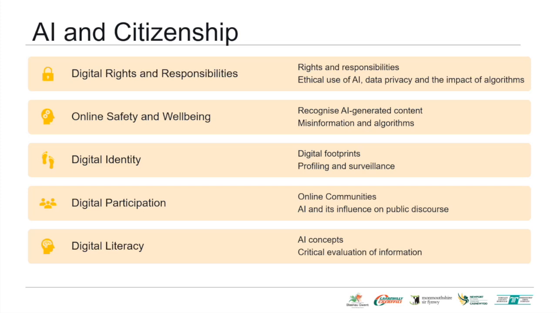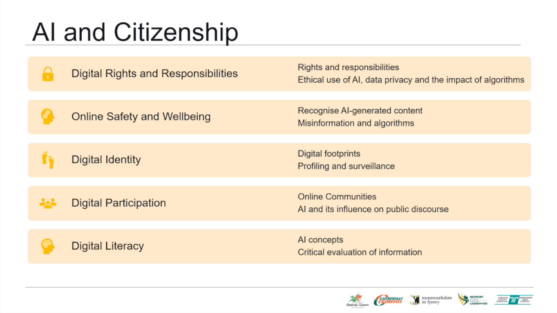So when we think about digital rights and responsibilities, we should be teaching children about their rights and responsibilities in the digital world, including how AI affects privacy, security, and ethical decision making. We should discuss the ethical use of AI, data privacy, and the impact of algorithms on individuals and society. And we should really, at this point, be encouraging critical thinking about AI, bias and fairness as well.